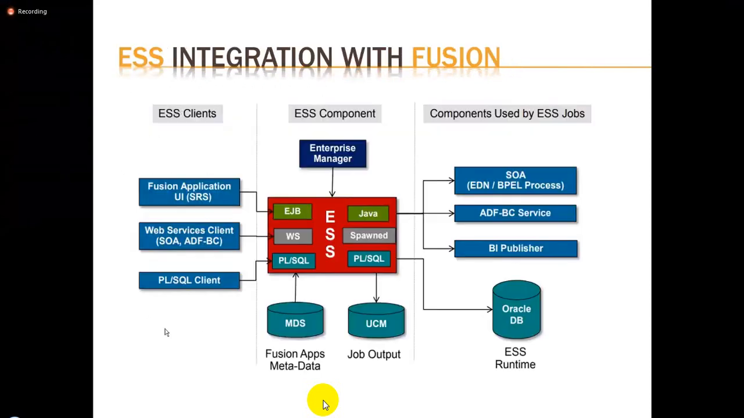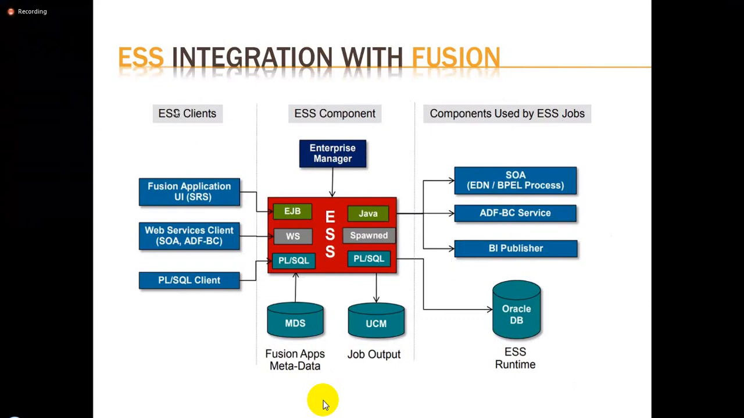Right. So it is a quick diagram showing how the ESS components will be scattered across. So these are three things. One thing is the ESS clients. ESS client means how we access the Enterprise Scheduler Service. And the ESS component is the real ESS components which are available in Enterprise Manager. It's a middleware component. And the components that ESS uses will be in this layer.